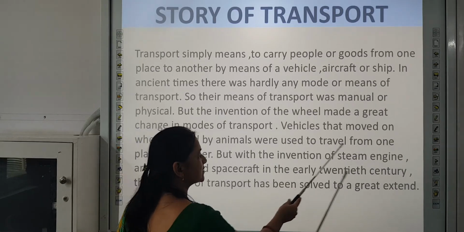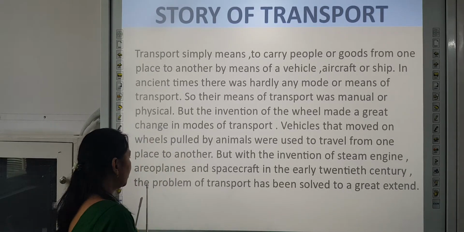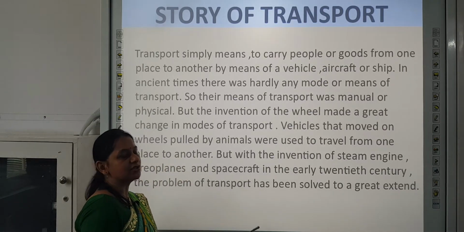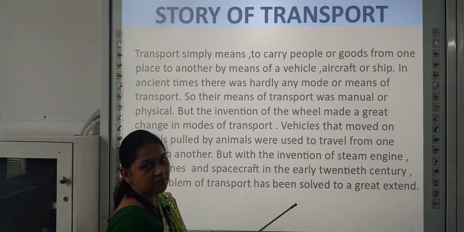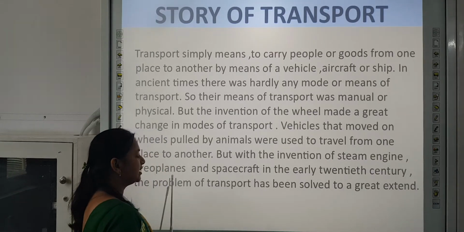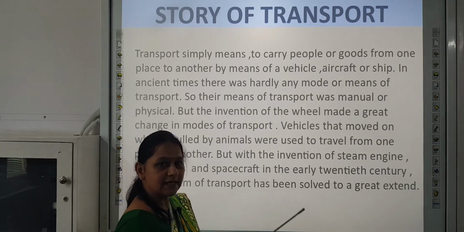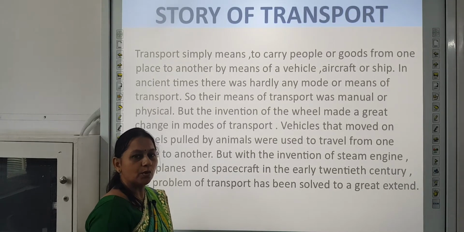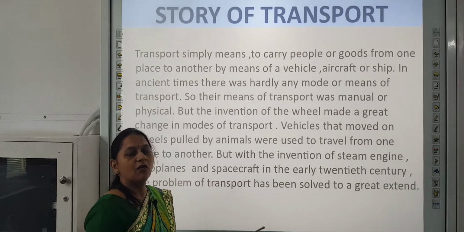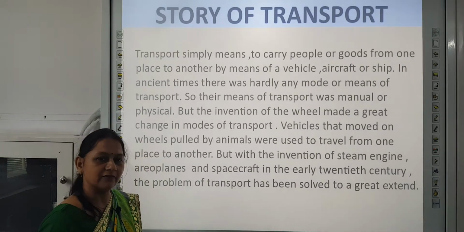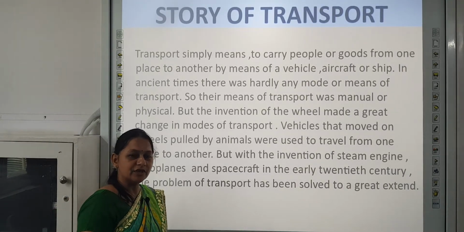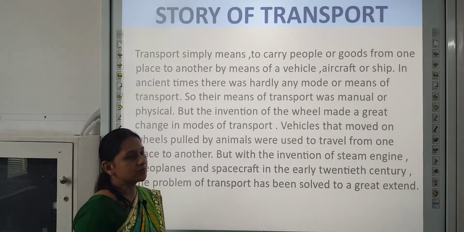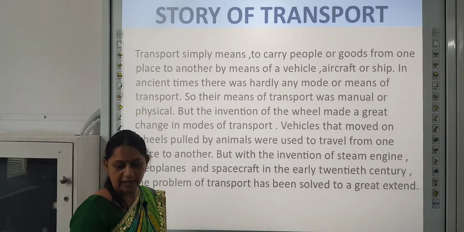But with the invention of the steam engine, aeroplanes and spacecraft in the early 20th century, in the beginning of the 20th century, it was a great invention, and it solved the problem to a great extent. And nowadays you can avail of trains, boats, ships, running cars. You can travel a very long distance in a very short period of time. So this is how transportation developed.